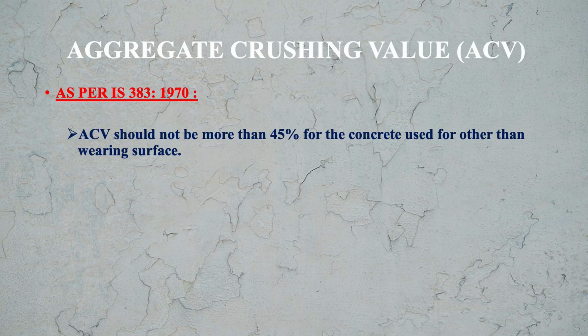As per IS code 383/1970, aggregate crushing value should not be more than 45% for concrete used for other than wearing surface. Means if you are not using the concrete for wearing surface, then the permitted value of ACV can go up to 45%, but not more than that.